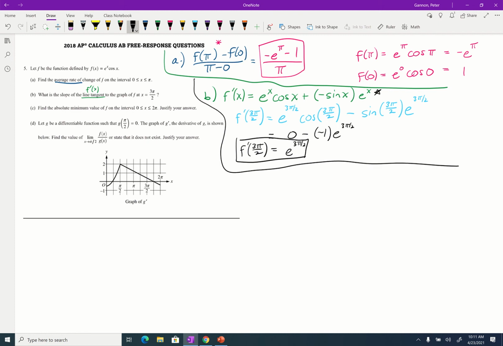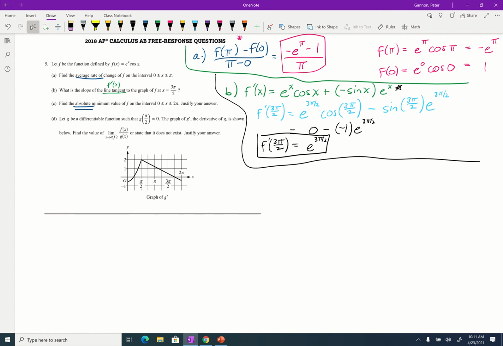All right, looking at the next part of this, Part C says find the absolute minimum value of f on the interval x is greater than or equal to 0, less than or equal to 2 pi. Justify your answer. So absolute minimum, all right, we want to think candidates test, closed interval test, however you want to look at it. But what we need to identify is we need endpoints and we need critical values.